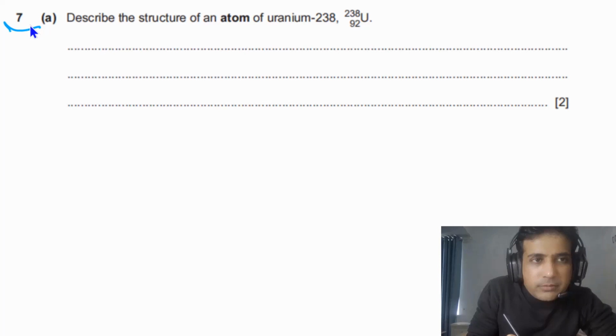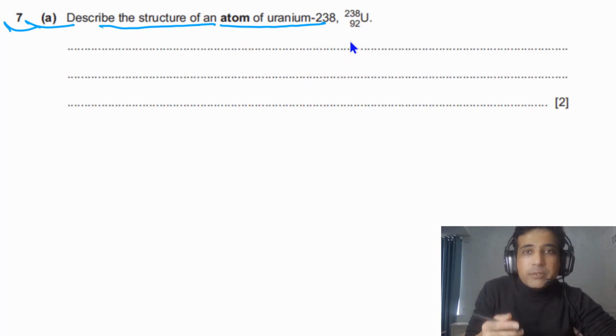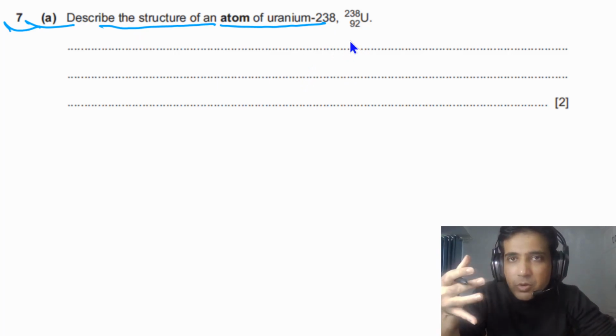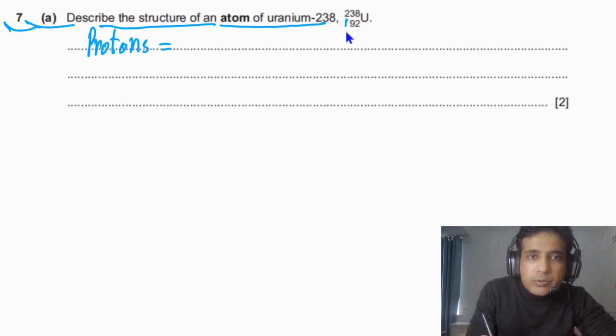For question number 7, part A, we need to describe the structure of an atom of uranium-238. Structure means we need to talk about protons, neutrons, and electrons. So first of all, let's write down the number of protons. This atom has 92 protons.